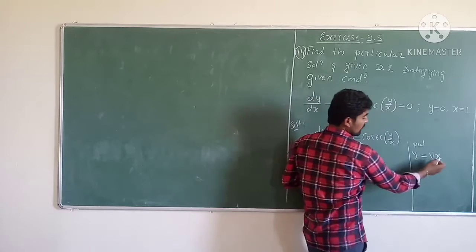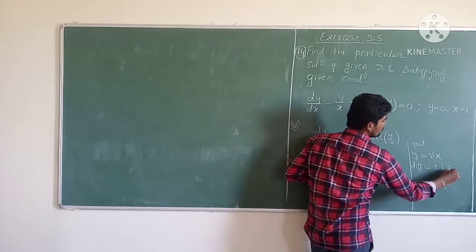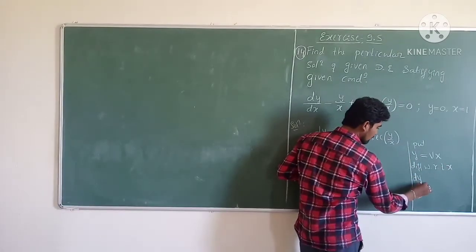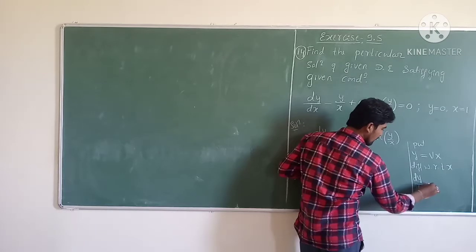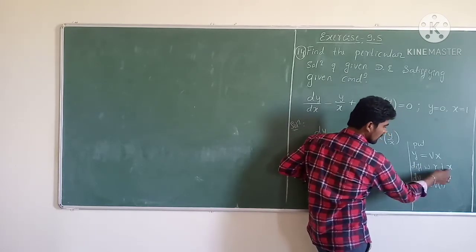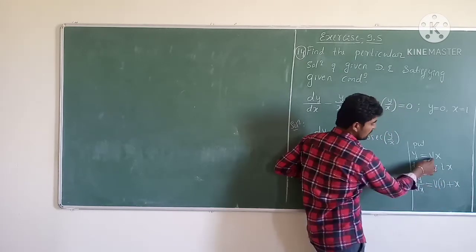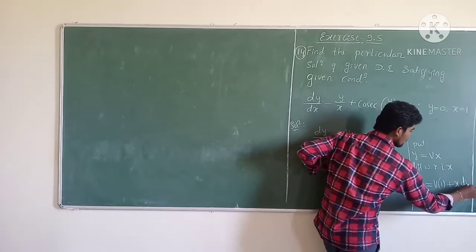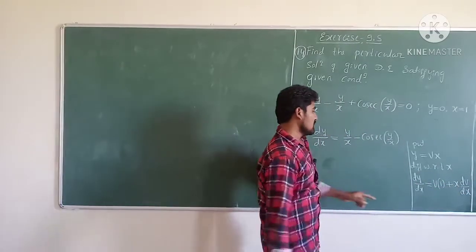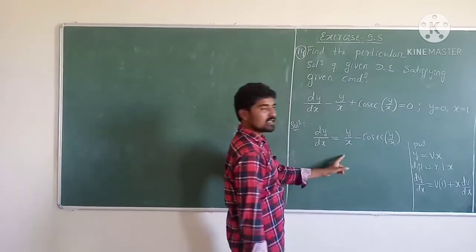Since y is a function of x, therefore differentiate with respect to x. Differentiation of y with respect to x is dy by dx. So here the first function is v, and differentiation of x with respect to x is 1, plus the second function x as it is, differentiation of v with respect to x is dv divided by dx. Next, substitute the value of dy by dx and y in this given differential equation.